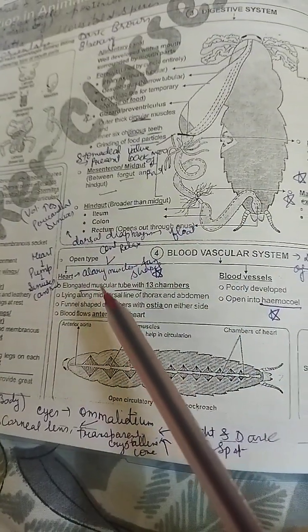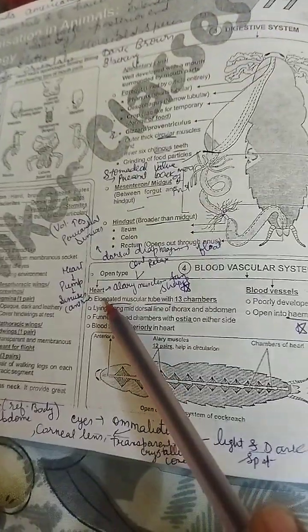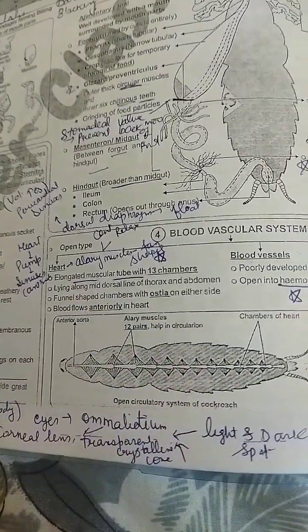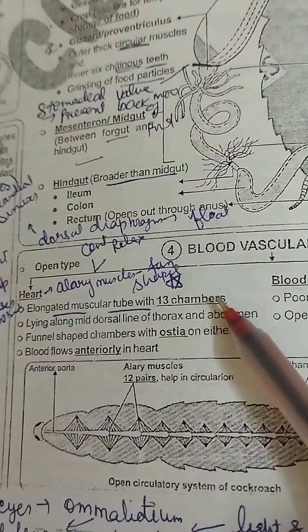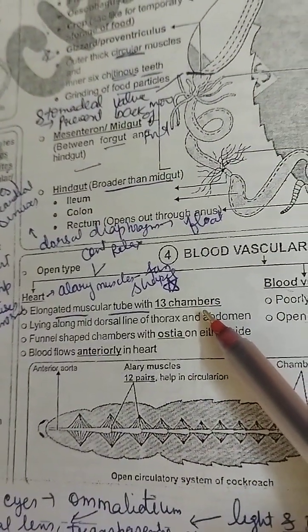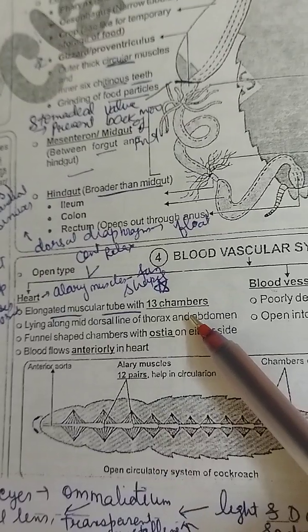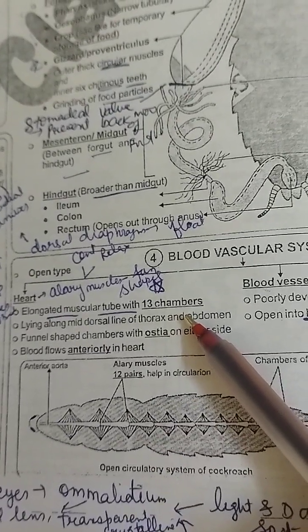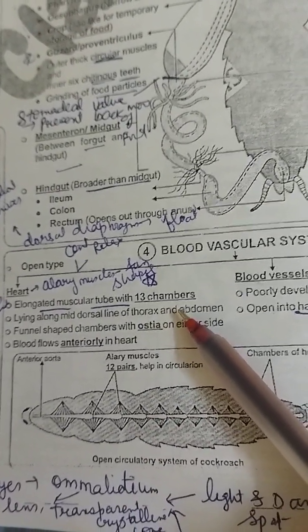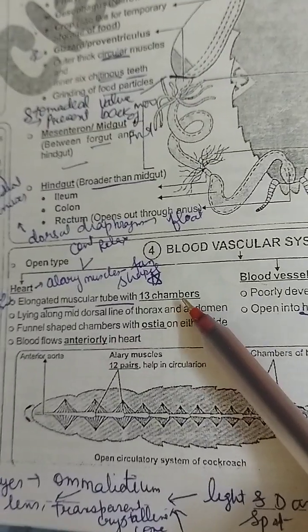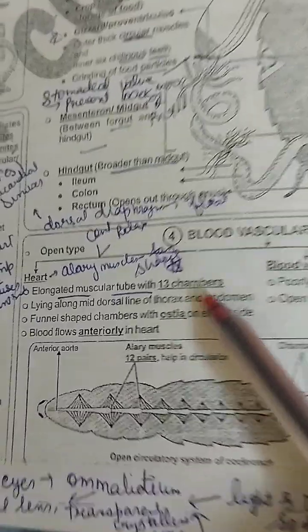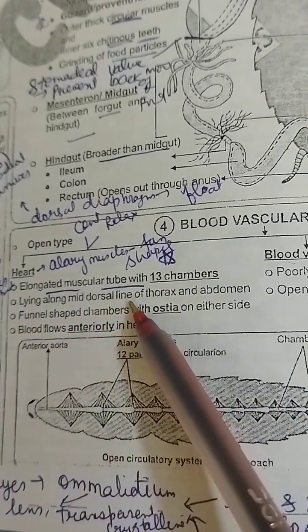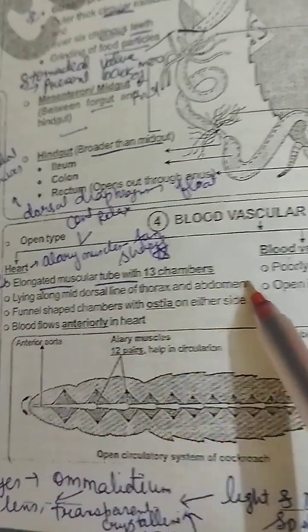So next, what are the main parts of the blood vascular system of the cockroach? First part is the heart. The heart is an elongated muscular tube-like structure which has how many chambers? 13 chambers. This is a very important point: how many chambers does the heart of the cockroach have? In the exam or in any competitive exam it can be asked. 13 chambers are there in the heart of the cockroach. Where is this heart located? It is located along the dorsal line of the thorax and abdomen.